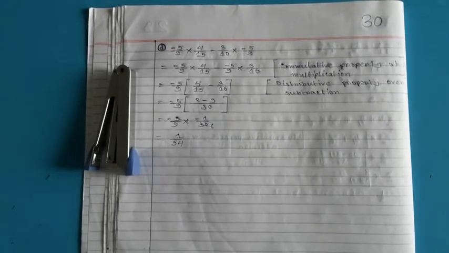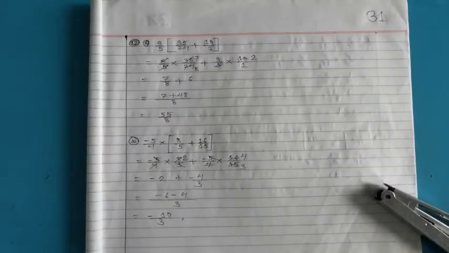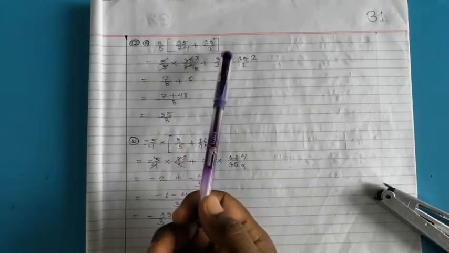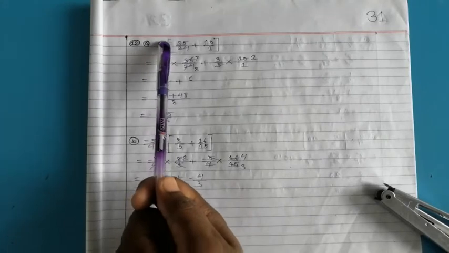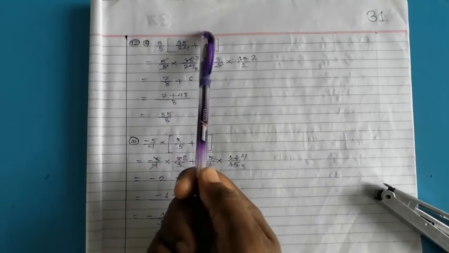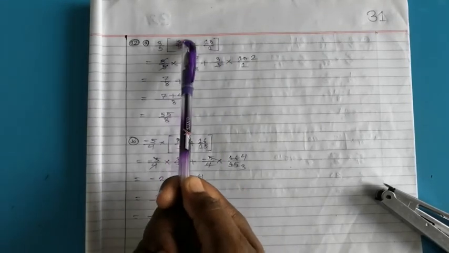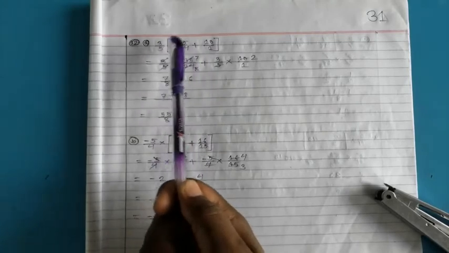Now come to the next question, that is question number 12. Using the distributive property of multiplication of rational numbers over addition, simplify the following. You have to simplify, but you have to use the distributive property of multiplication over addition. So the first part is given as 3 upon 5 multiplied by 35 upon 24 plus 10 upon 1. Distributive property means this 3 upon 5 will be multiplied with this one, and 3 upon 5 will be multiplied with this one, and the bracket will be removed. So 3 upon 5 multiplied by this one plus 3 upon 5 multiplied by 10.